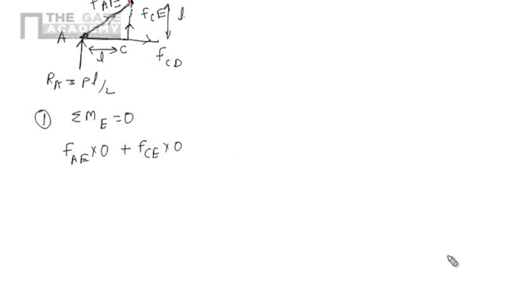Now the moment at E due to this RA: RA and the perpendicular distance is L. So PL by 2, that is RA into L, and its nature is clockwise direction. So positive, and according to our sign convention, anti-clockwise direction is positive.